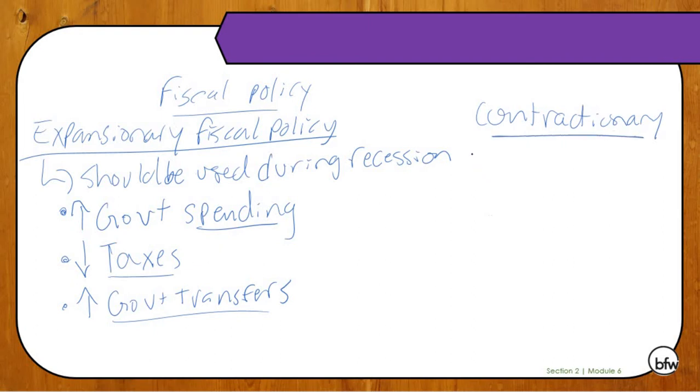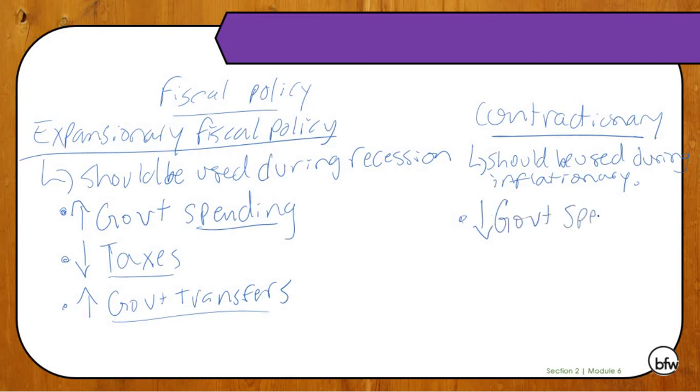All right, it's basically going to be the opposite. So again, if that should be used during a recession, then this should be used during inflationary periods. All right, so it's going to be literally the exact opposite. So we're going to decrease government spending. We're going to increase taxes. And we are going to decrease government transfers. All right, and again, the hope there is to pull money out of the economy to reduce the inflation rate.